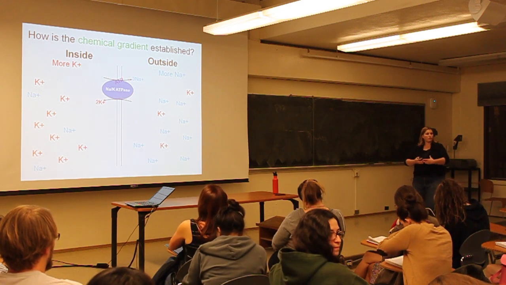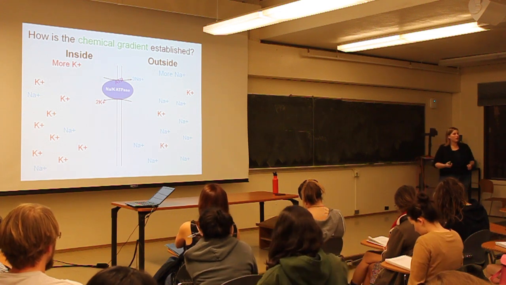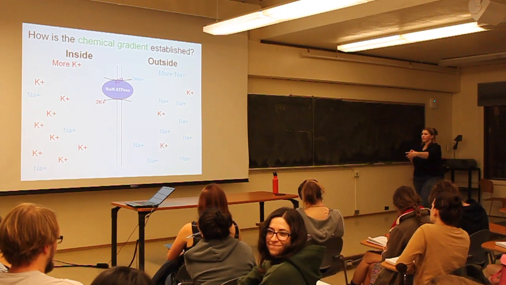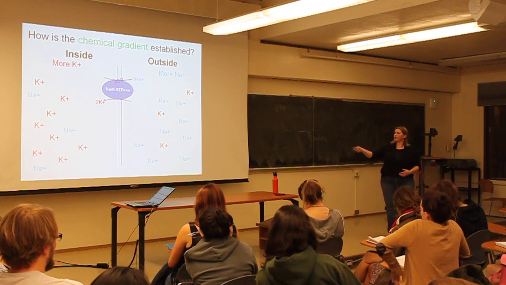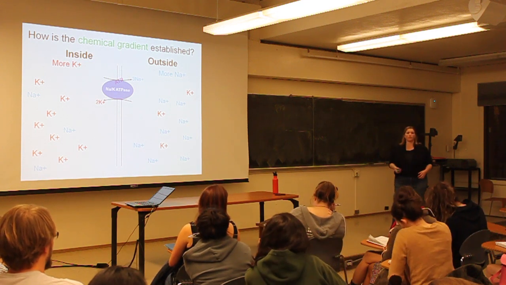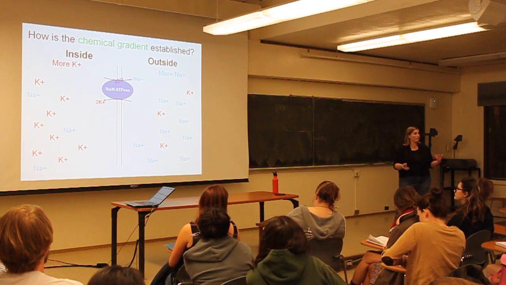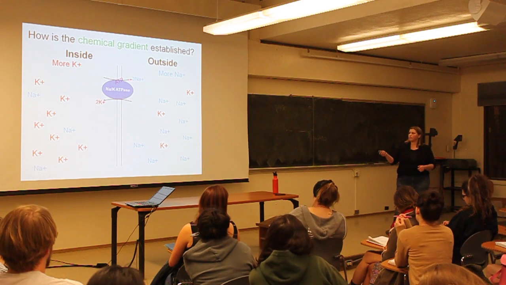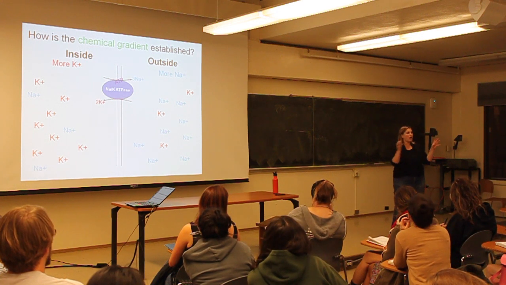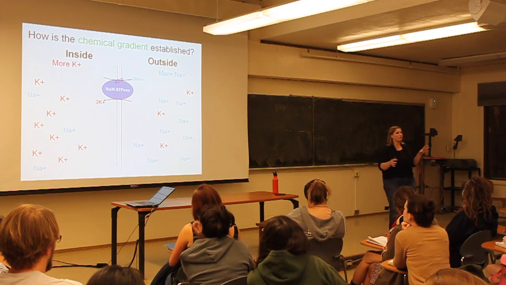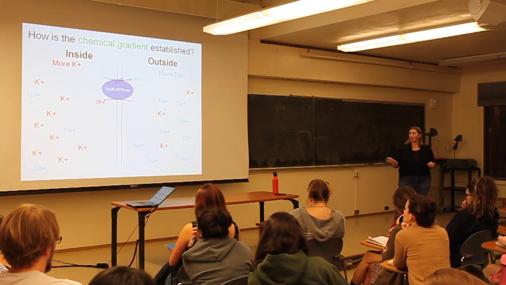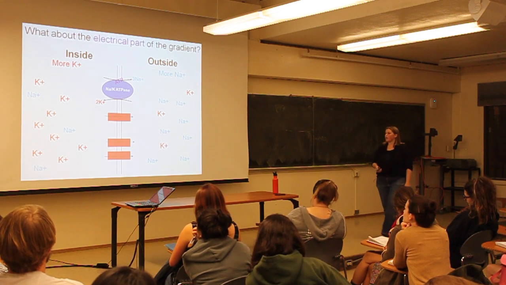So what we've done is we've set up this concentration gradient inside and outside the cell, and we're preventing, at this point, these particles from going to equilibrium, okay? So that's the chemical gradient. We've set up a concentration gradient of two chemicals, sodium and potassium. What about the electrical part of our gradient?